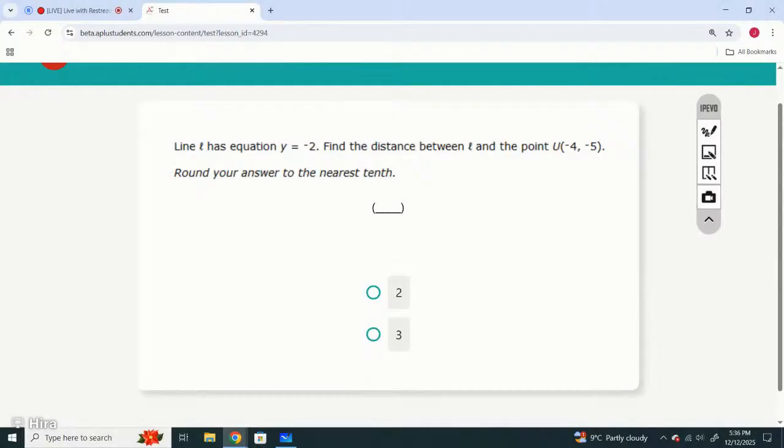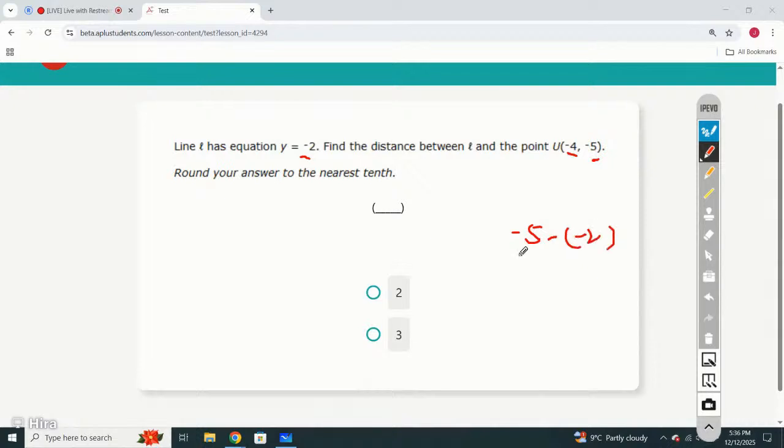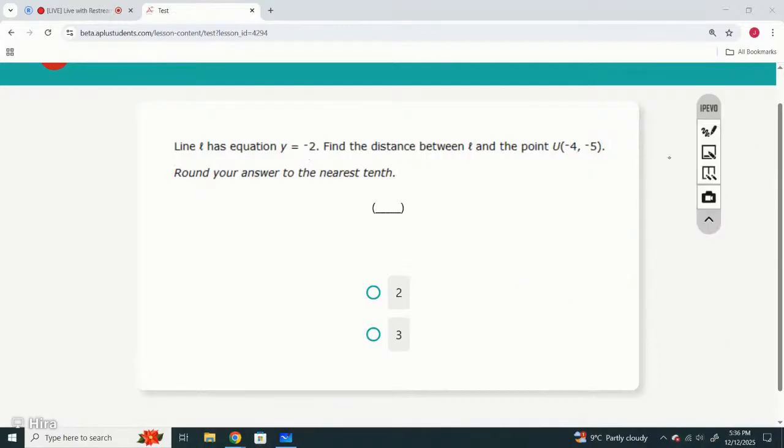Line L has the equation y equals -2. The point has x as -4 and y as -5. So -5 minus -2, that is -5 plus 2, which means the distance between the line and the point is 3. The correct option is 3. Option number 2 is the correct option, that is 3.